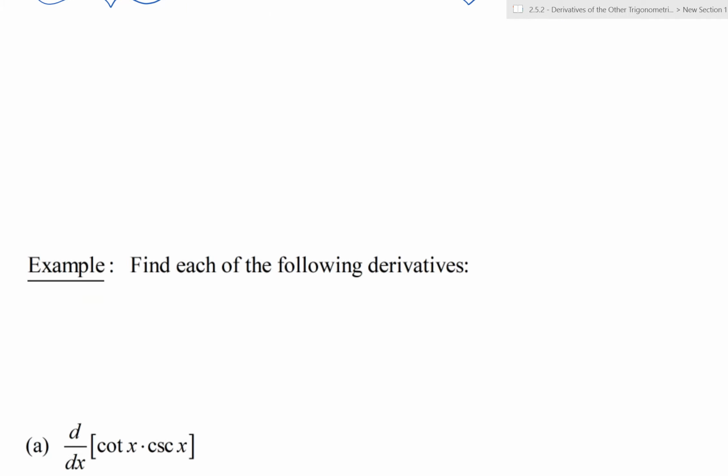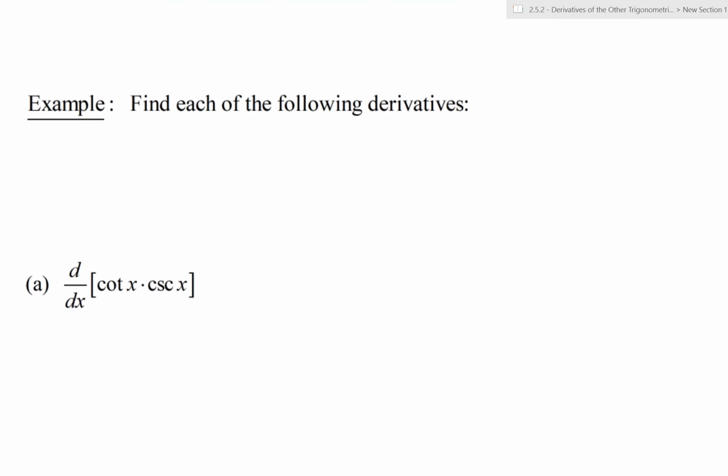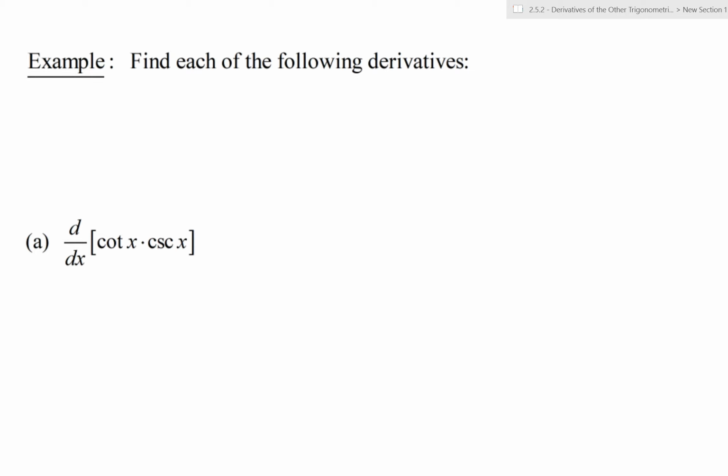Now we'll just try a couple of examples before we move on. So let's find some derivatives using the results we just found. In this first situation, we have the derivative with respect to x of cotan x times the cosecant of x. Now, one thing to consider is that because these other 4 trigonometric functions all have a quotient involved with sines or cosines, we could go ahead and convert everything to sines and cosines and apply our according rules.